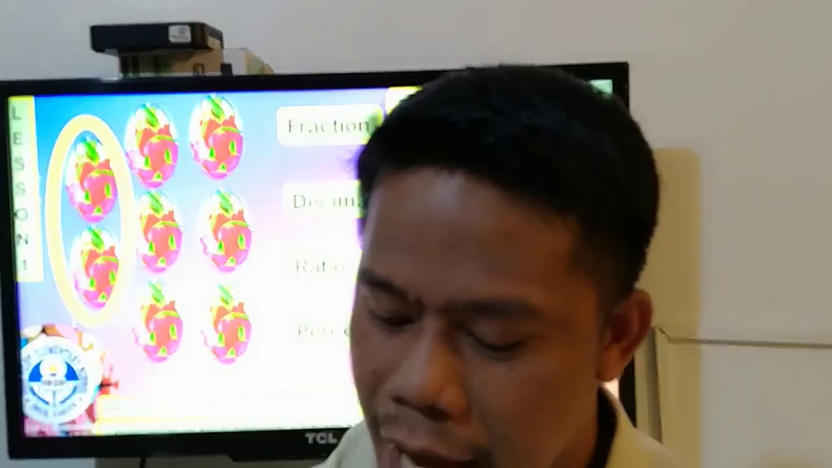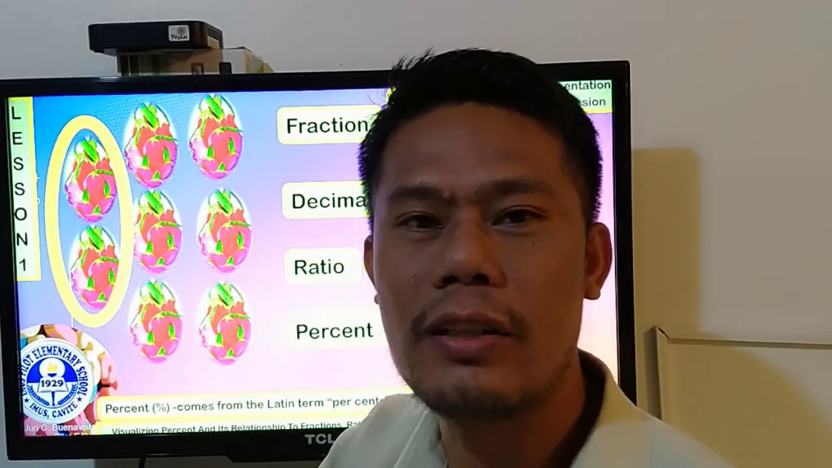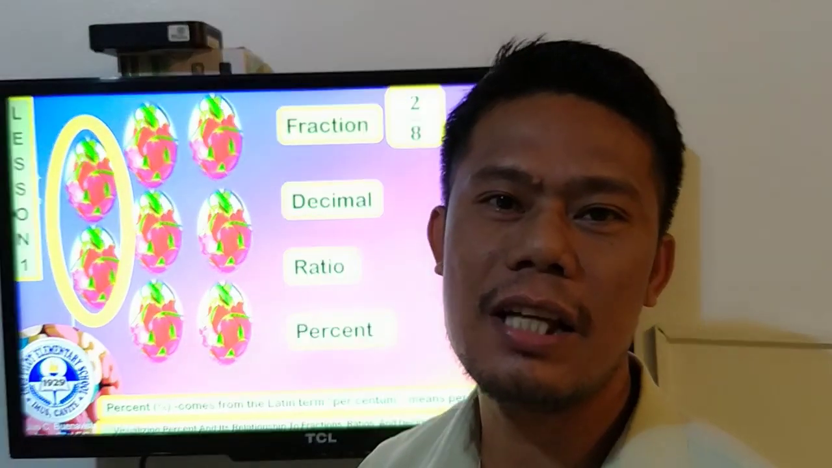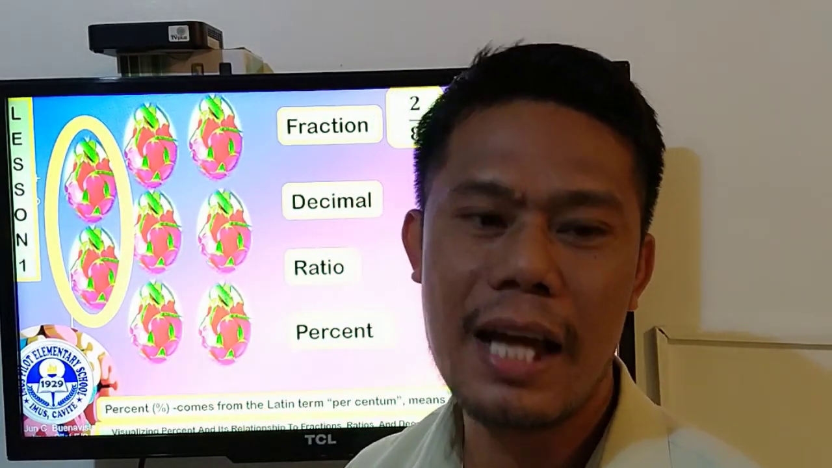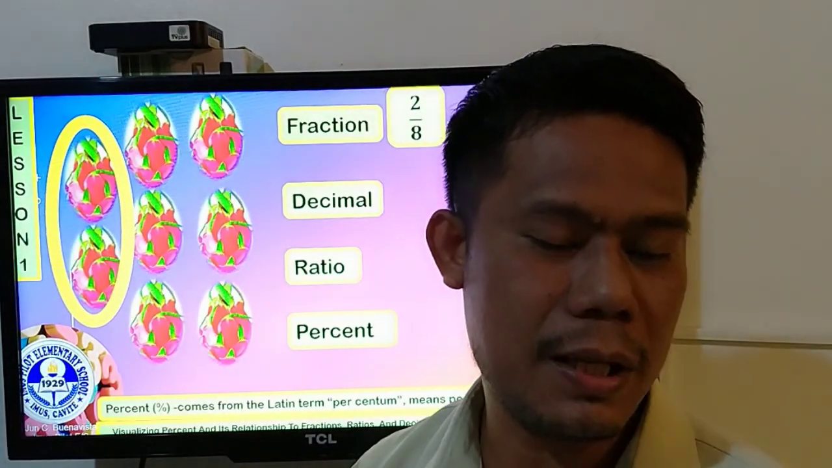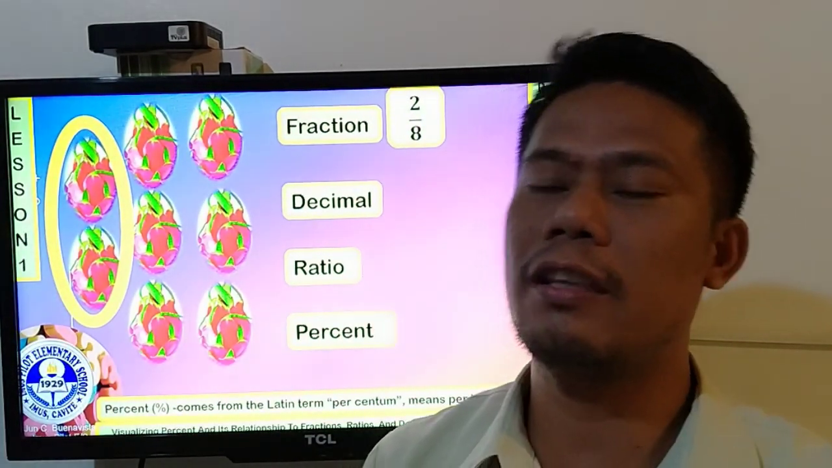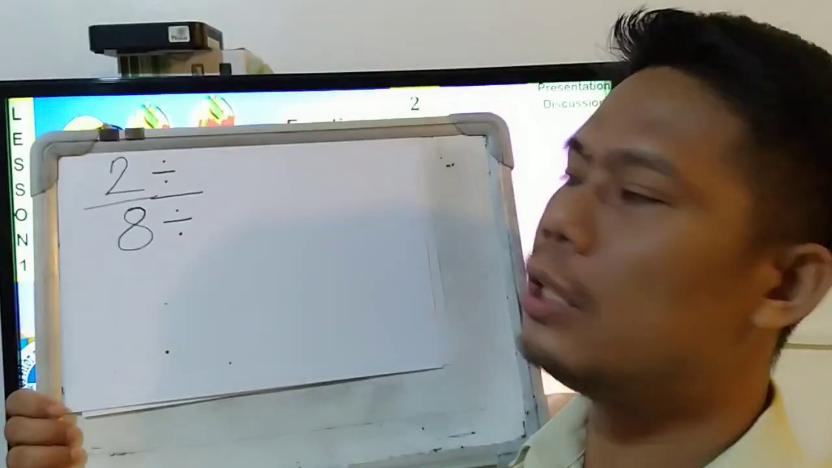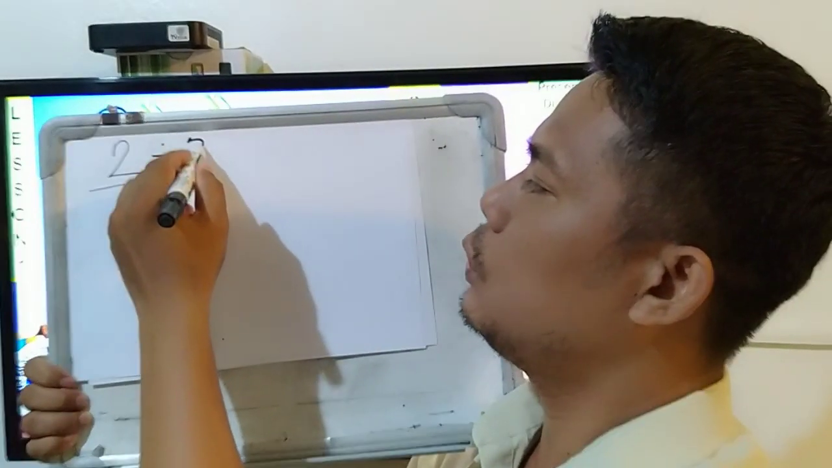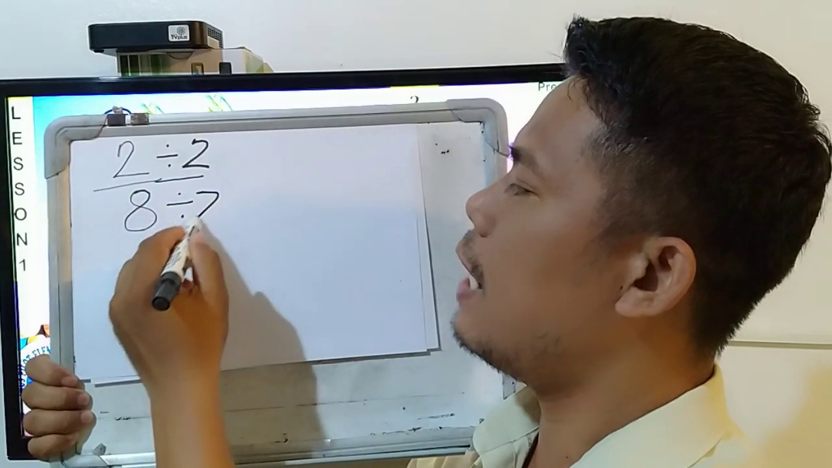Now, 2 eighths, class, is not in the lowest term. So we are going to change that to lowest term first before we change that into a decimal number. So what number can be divided by both 8 and 2? Alright, very good. So we're going to divide it by 2. So we have 2 divided by 2, 8 divided by 2.